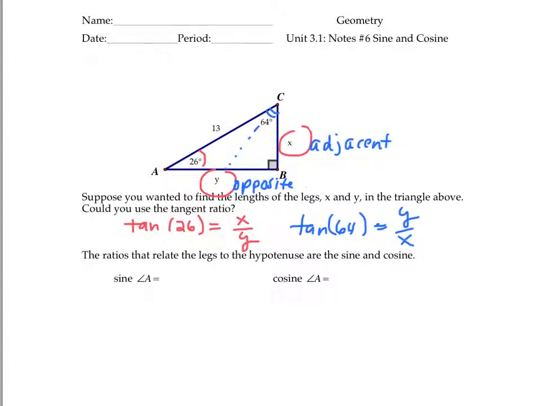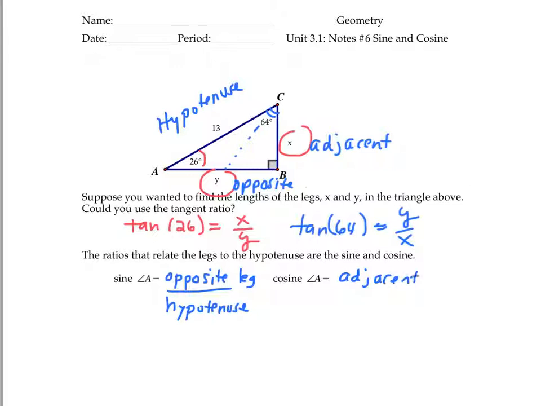Alright, recall that the side that's opposite the right angle in a triangle is called the hypotenuse. And we have our two new trig functions, the sine of the angle and the cosine of the angle. We'll say the sine of angle A is equal to the ratio of the opposite leg over the hypotenuse. And the cosine of angle A is equal to the ratio of the adjacent leg over the hypotenuse.